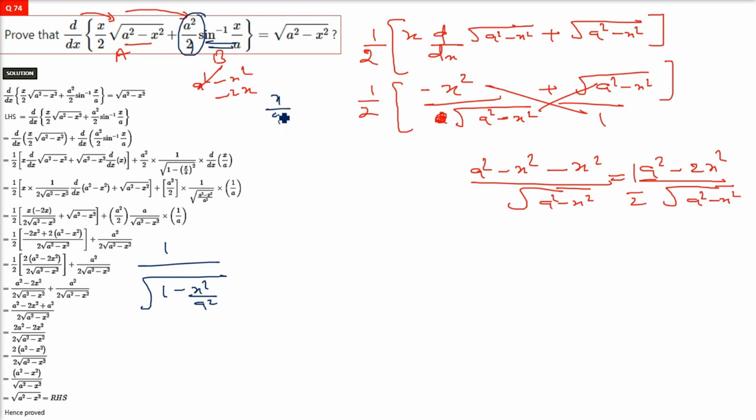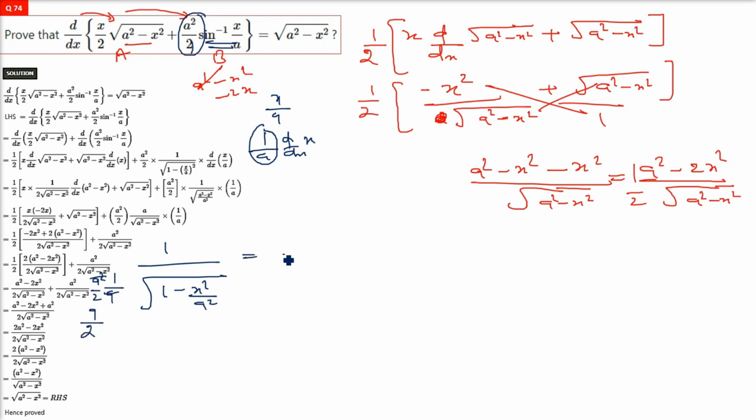Differentiation of x by a is simply 1 by a only, because d by dx of x is 1. So 1 by a will come outside. A square by 2 was already there, 1 by a gets cancelled, so you'll get a by 2. Only a by 2.